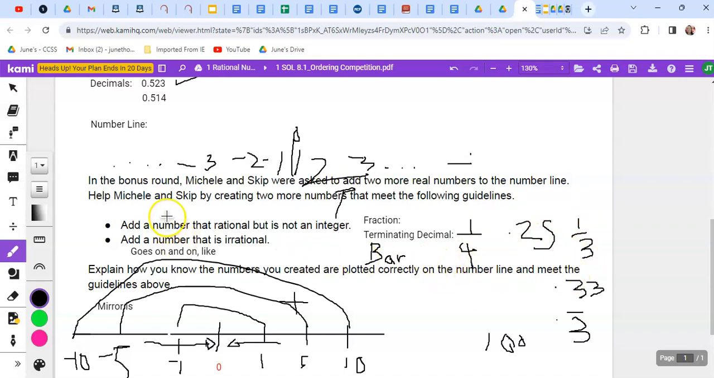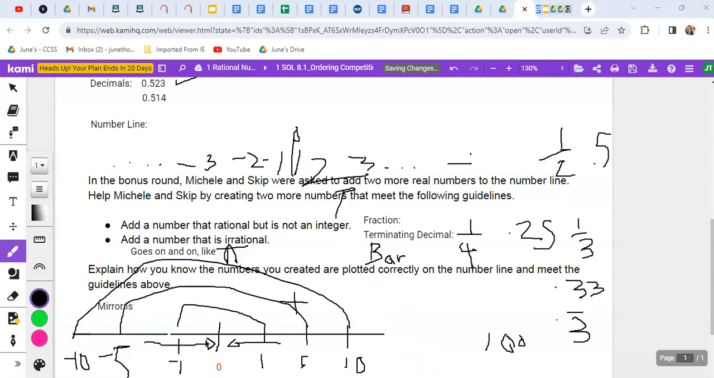Now let's talk about the irrational numbers. Irrational numbers cannot be written as fractions because the decimals do not terminate. They do not stop like these. Like a half is what? 0.5. It stops, it terminates. Irrational numbers do not terminate. It's like the number pi. It goes on and on and on, like the number pi.